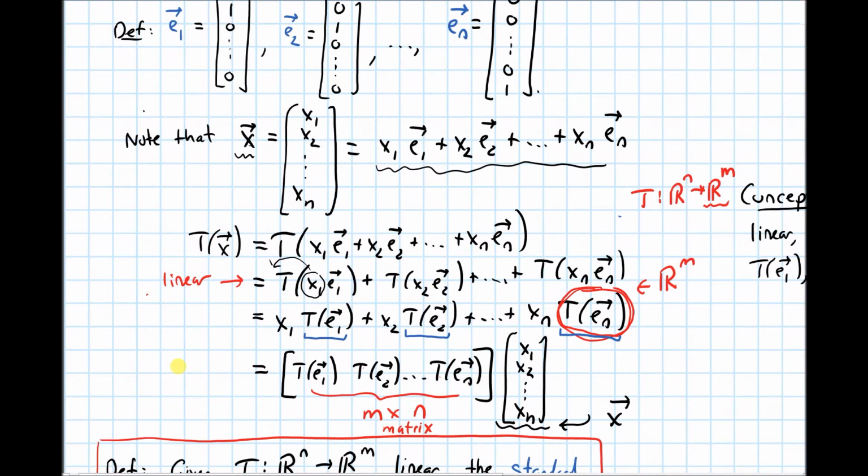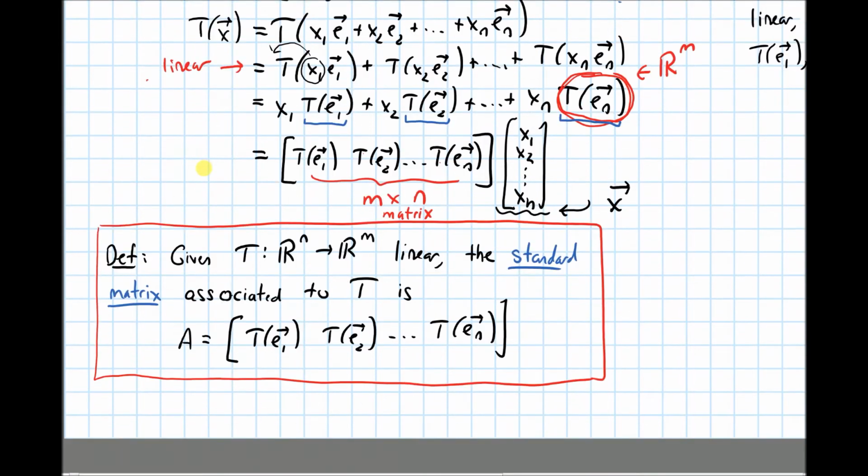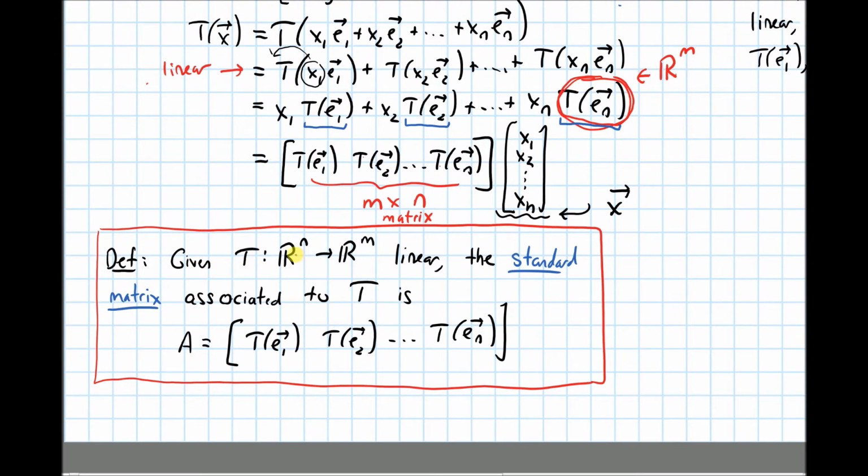So let's state that as a definition. If I'm given that T is a linear transformation from Rn to Rm, we say that the standard matrix associated to T is, I'm calling it A, the matrix where the first column is T of e1, the second column is T of e2, all the way until the last column is T of en. We'll do some examples where we compute this matrix for a given T. But first I want to state a couple of things.